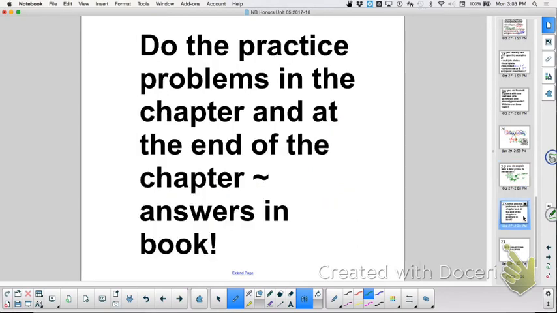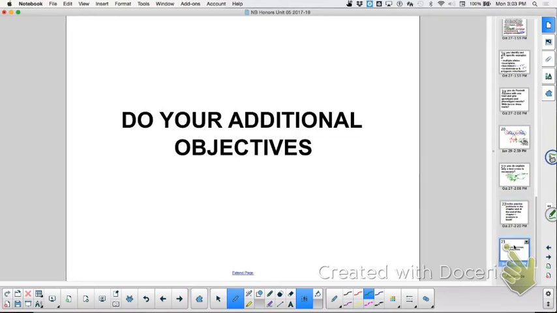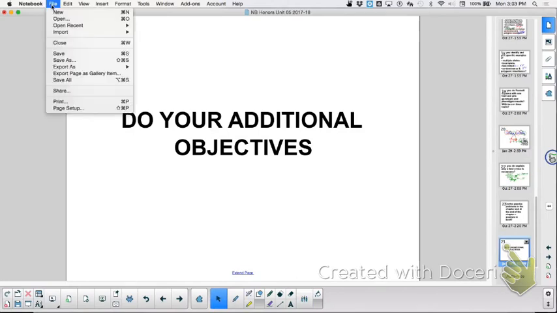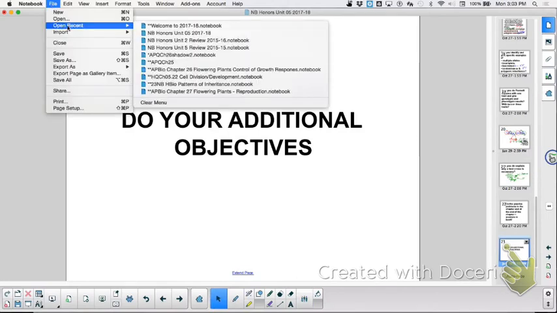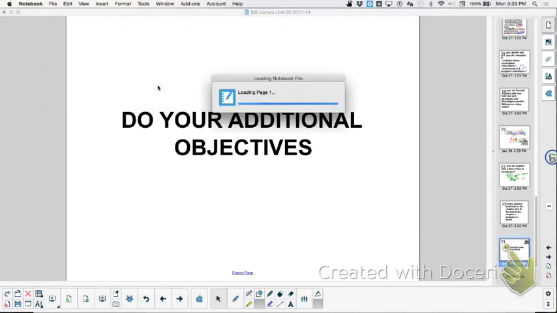Do the practice problems in the chapter, and at the end of the chapter, answers are in the back of the book, and you need to do your additional objectives. And I forgot to put this in your thing. Let me open up, where do you see our last chapter? There it is. Let's look at some pedigrees, because I'm telling you right now, pedigrees will be on your test. Okay? So you just want to feel comfortable with them.